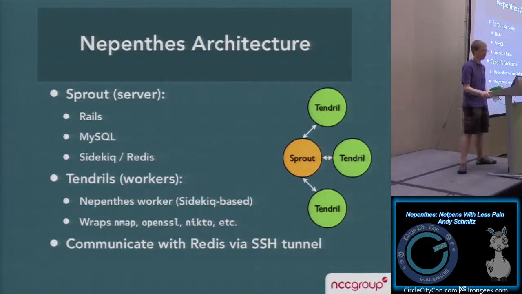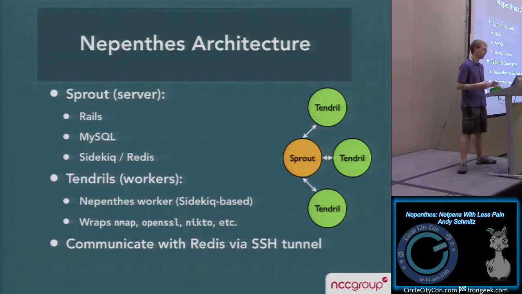There's sort of a simple architecture for Nepenthes. There's a sprout that just manages everything. It's built on Rails, uses a MySQL database, uses Redis. Sidekiq manages jobs for it, which is similar to Resque or Delayed Job if you've used either of those with Rails. Then there are tendrils that basically do all of the work. So they'll do the port scan, they'll check host names, they'll do ping, they'll do SSL checks, anything else that we have as work to be done will be done by a tendril.